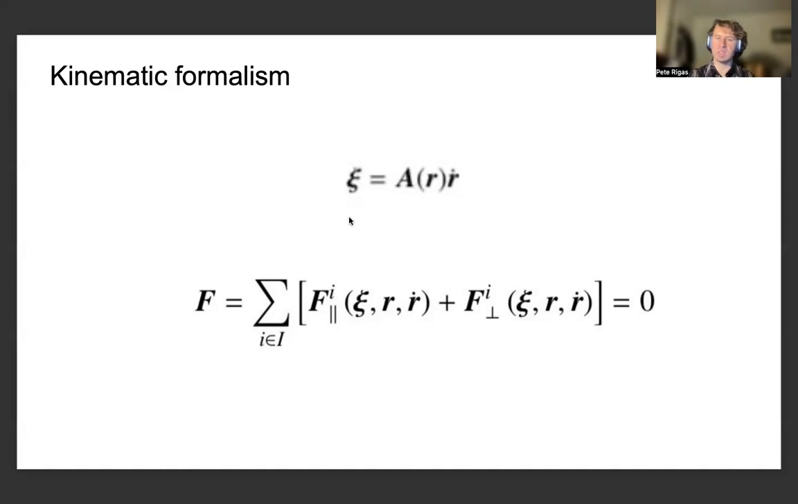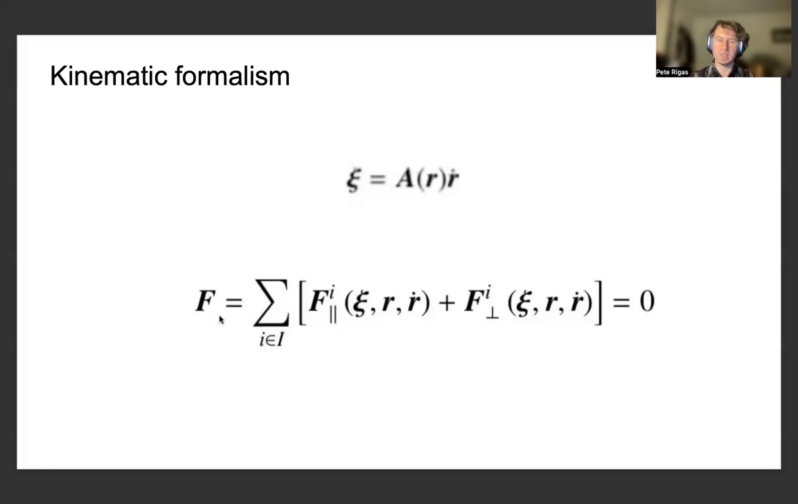In particular, the kinematic equation for the robots that they consider in the GOC paper is given by R dot, which is the derivative of the position vector of the robot, multiplied by a matrix A of R, which is the connection matrix, describing the connections between each one of the spaces within the area that the hexapod robot or any other robots that they consider is exploring.